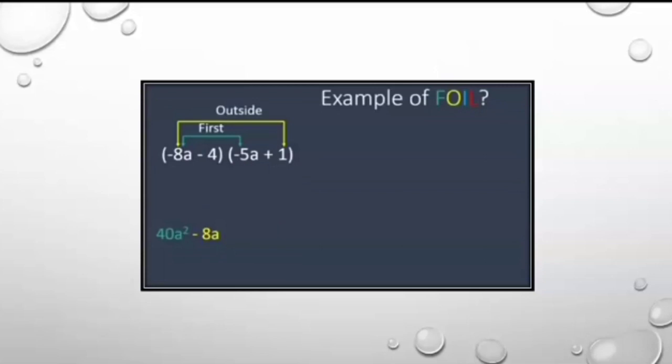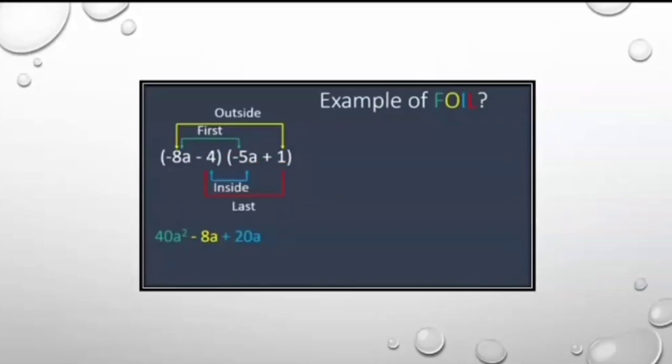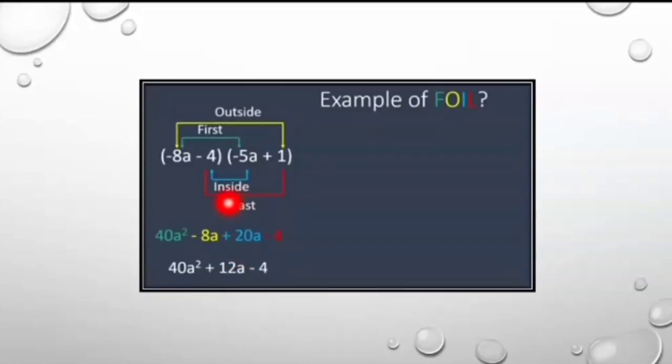Now we will multiply outer terms. Outer term of first binomial is minus a and the outer term of second binomial is 1. Minus a multiplied by 1 will be equal to minus a. Now we will multiply inside terms. Minus 4 multiplied by minus 5a, minus minus plus, 5 4s are 20, and plus 20a. Now multiply last terms. When we multiply last terms, minus 4 and 1, the product will be minus 4.